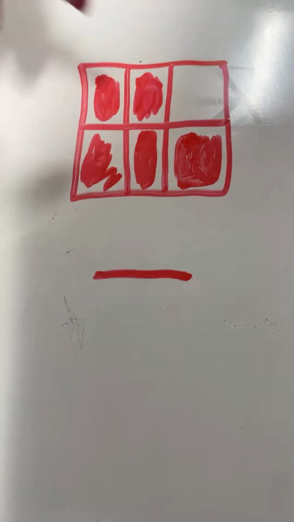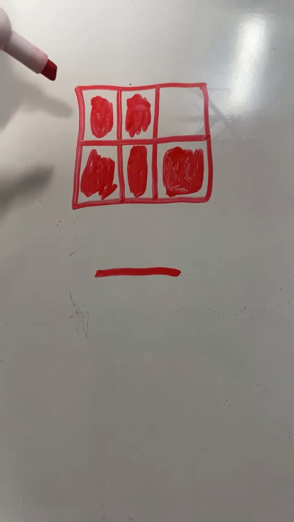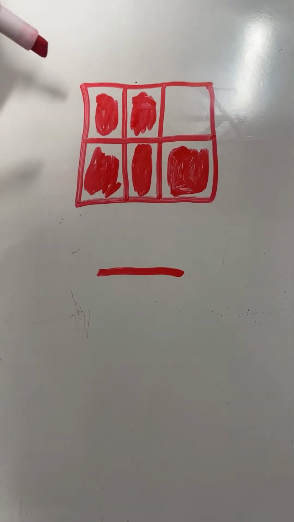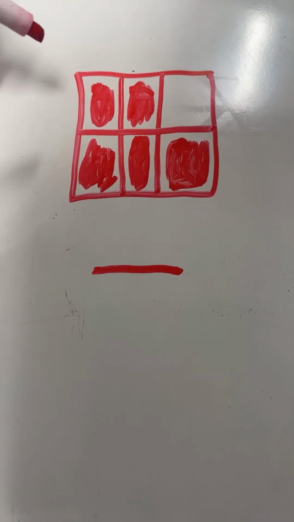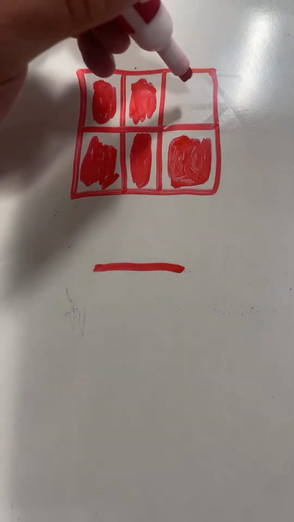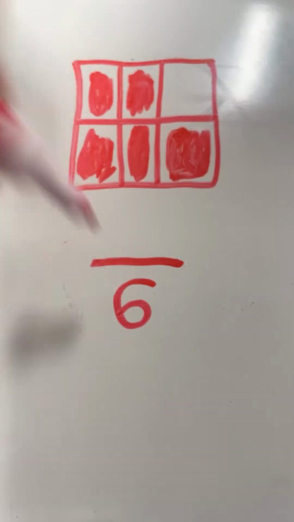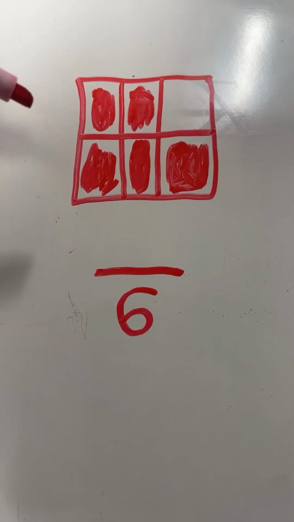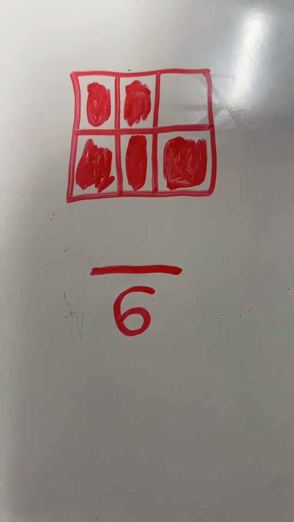All right, so we are identifying the fraction that this model represents. To find the denominator, which is the total amount of parts, we have 1, 2, 3, 4, 5, 6 equal parts. They might not look equal, but again, they're supposed to be equal.